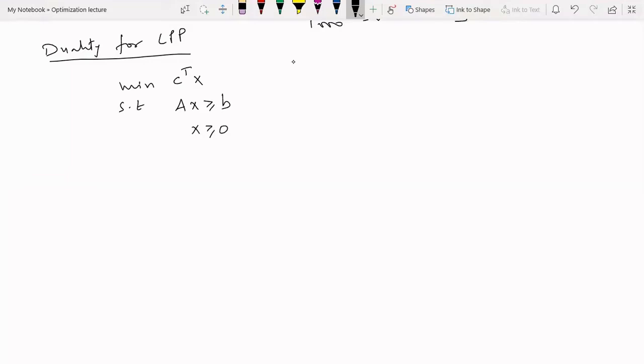In order to construct the dual problem, we are not looking at the standard form. Firstly, we are considering the problem in what we call the canonical form. So what is the canonical form for the given primal problem?